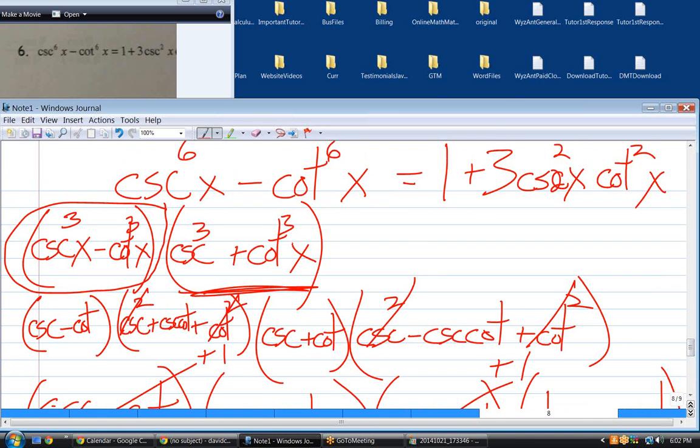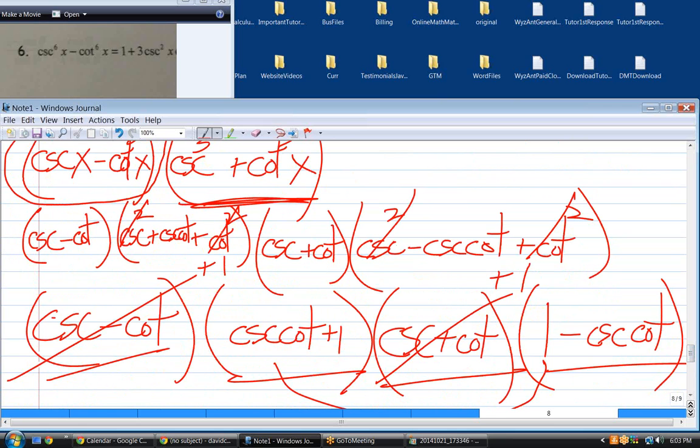Treated this as difference of squares to get this. Then I did that as difference of cubes to get this. And then I did that as sum of cubes to get this. And then I took the ones out. So I had cosecant cotangent plus 1 times cosecant minus cotangent, and cosecant cotangent times 1 minus cosecant cotangent.